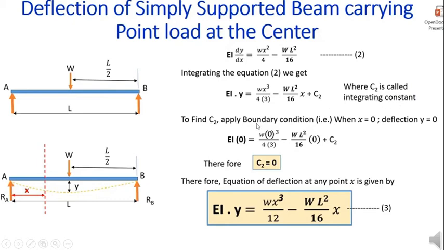To find C2, apply the boundary condition. When x equal to 0, deflection y is equal to 0. So we get EI into 0 is equal to W into 0 divided by 4 into 3 minus WL square divided by 16 into 0 plus C2. So you can directly get the answer: C2 is equal to 0. The equation of deflection at any point x is given by EI into y is equal to Wx cube divided by 12 minus WL square divided by 16 into x. That is equation number 3.